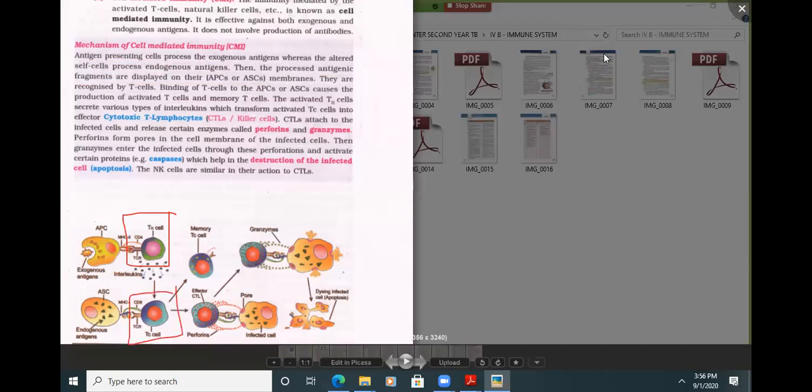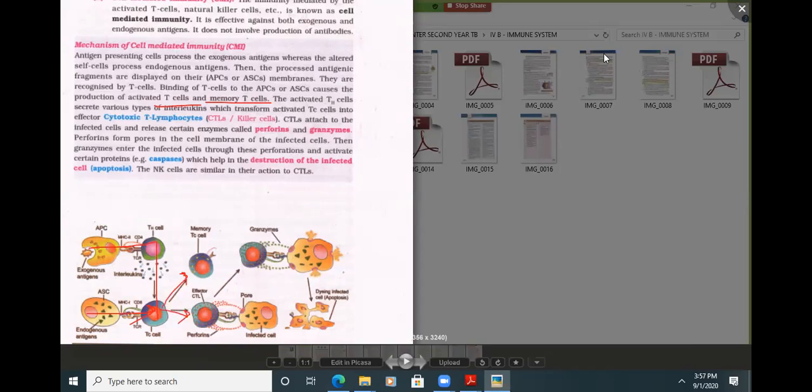Binding of T cells to the APC or ASC causes the production of activated T cell and memory T cell. Here the T helper cell should present to the T cytotoxic cell. Here, in case of ASC, it directly reaches the T cytotoxic cell. So they differentiate into memory cell and effector cell.